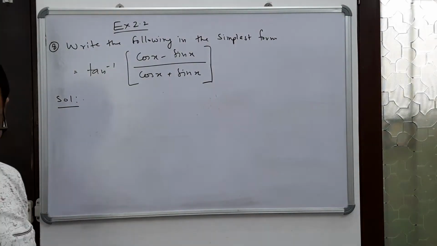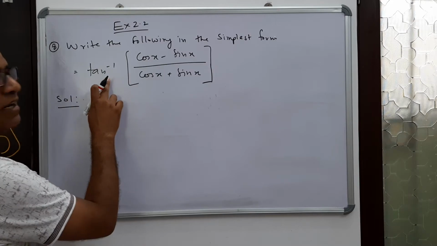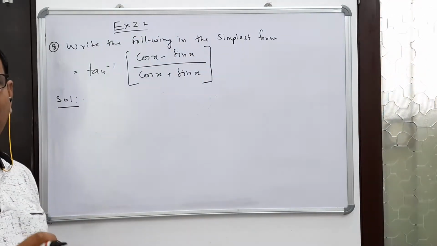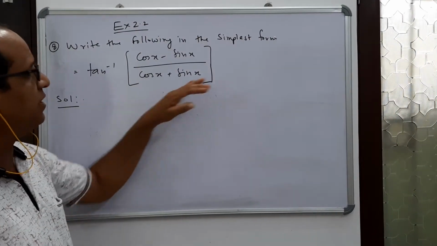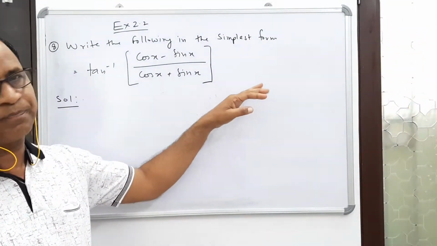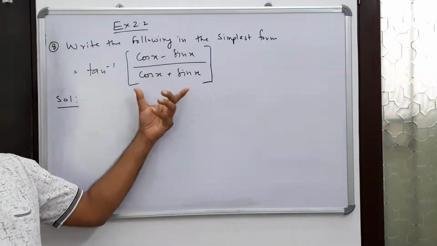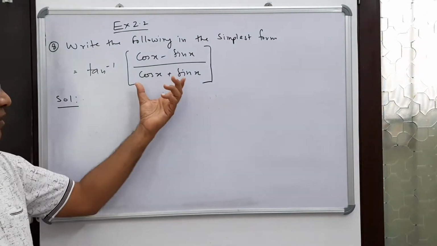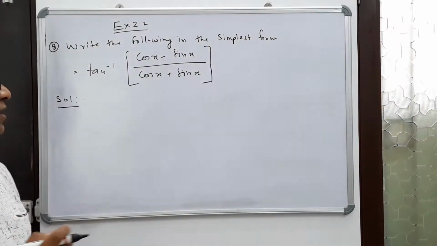Now in this, as I told you earlier, if it is tan inverse, we have to convert this particular expression in the form of tan theta. And then tan inverse of tan theta will be equal to theta. As I explained you earlier, this is a trigonometrical function, so it is not required to substitute here. We will convert this trigonometrical function in terms of tan theta.